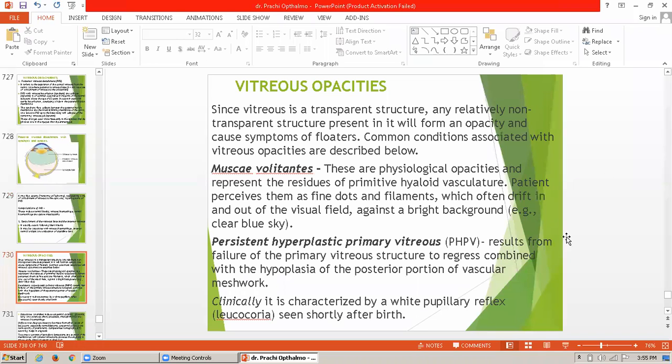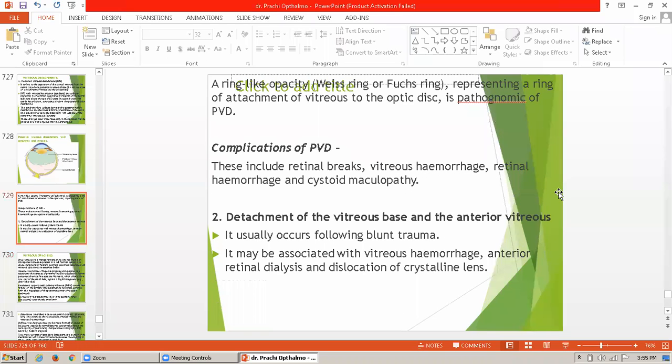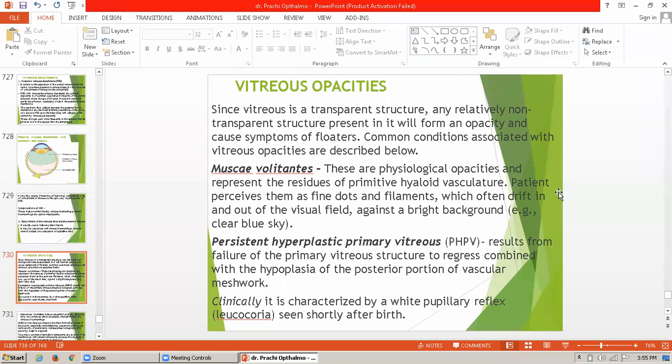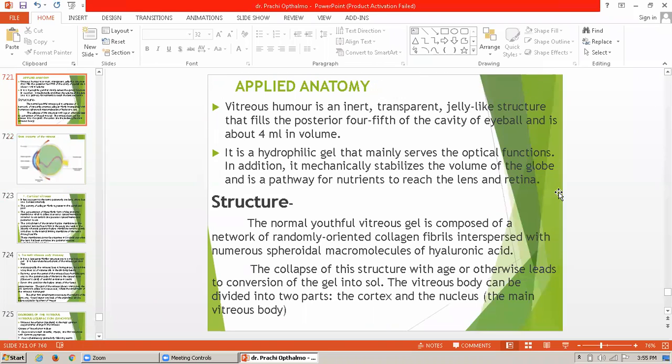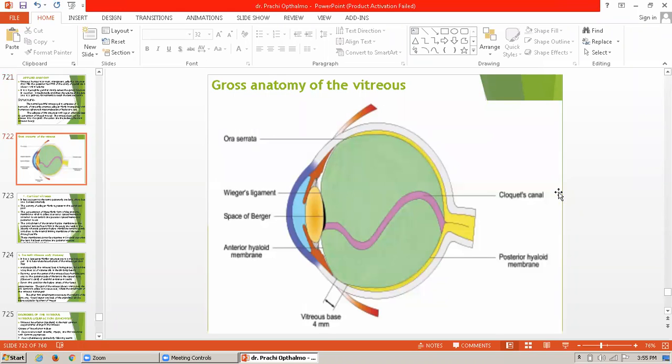So this is all about diseases of the vitreous. Firstly, we studied the applied anatomy of the vitreous, its structure, that is the gross anatomy of the vitreous. In that, this is the ora serrata, this is the vagus ligament, the space of Berger, this is the anterior hyaloid ligament, this is the posterior hyaloid ligament, then Cloquet's canal and the vitreous base, that is 4 mm.